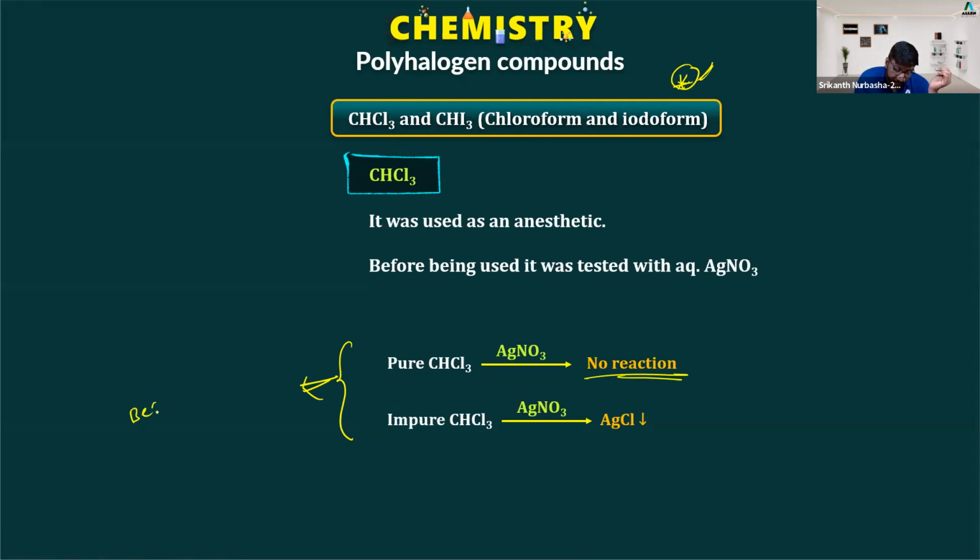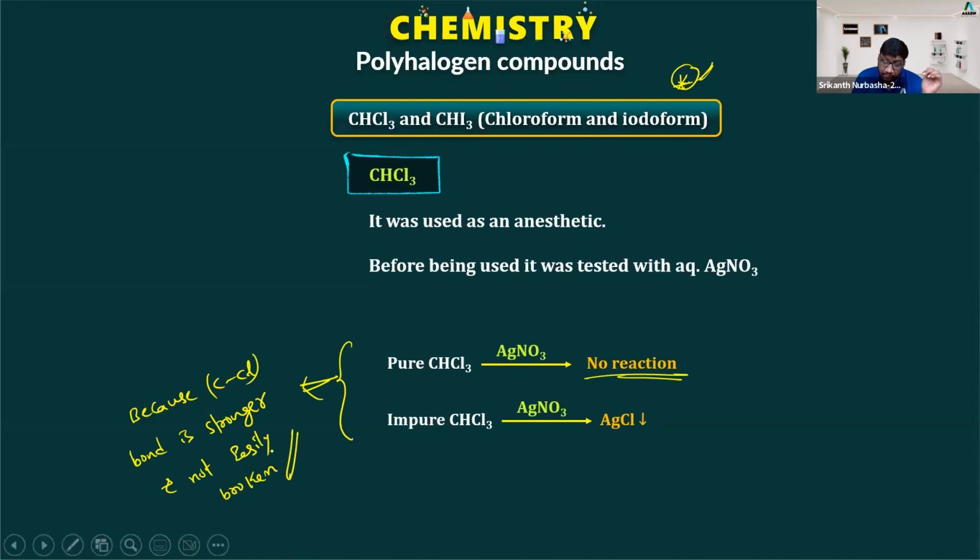Because the carbon chlorine bond is stronger and not easily broken. But the carbon iodine bond can be broken. Before being used, it was tested with aqueous AgNO3. How is the test going to happen? If the chloroform reacts with AgNO3, then we can say that chloroform is impure. How do you know whether it is reacting with AgNO3 or not? If it reacts, we will get AgCl, which is a precipitate.